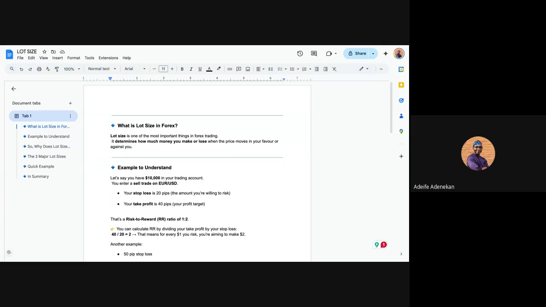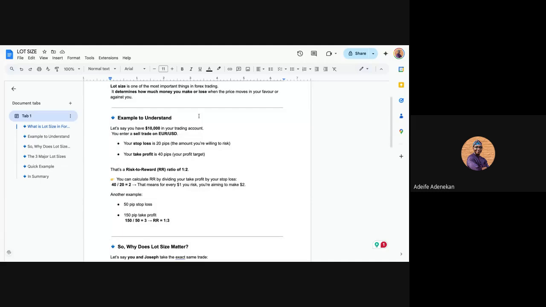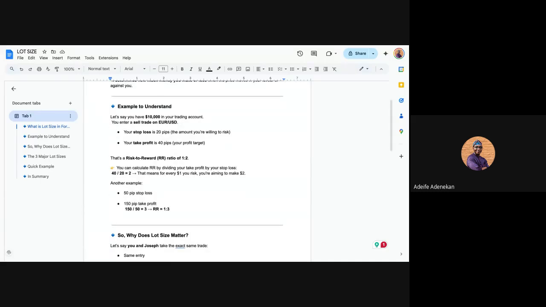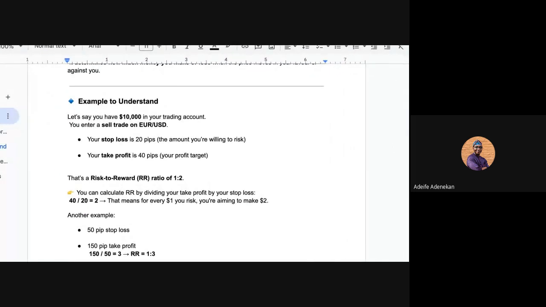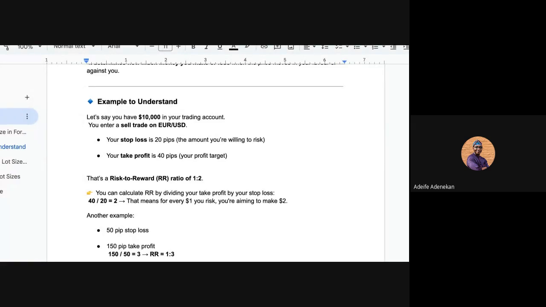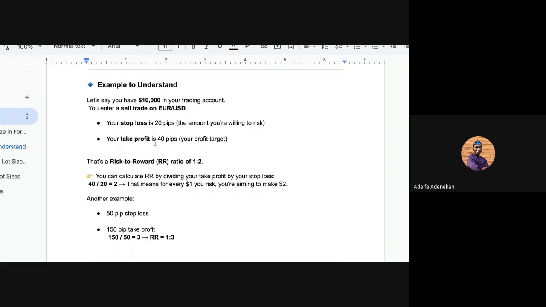I wrote this example there. Let's say you have a $10,000 account, and you are entering a sell trade on the Euro USD, which is the pair that I trade, and your stop loss is 20 pips, and your take profit is 40 pips. So if your stop loss is 20 pips and your take profit is 40 pips, right?